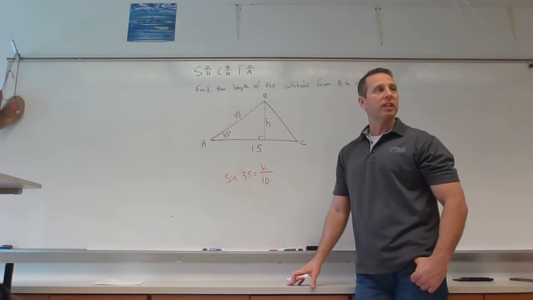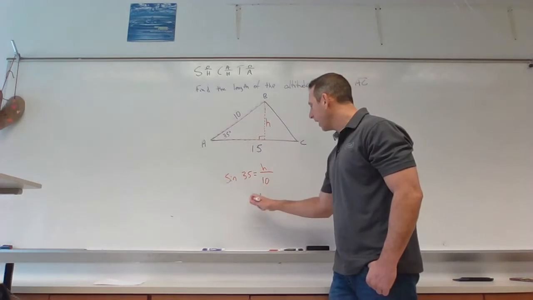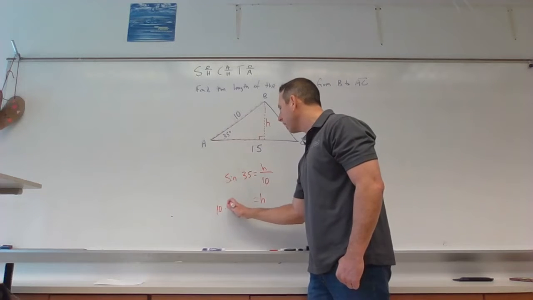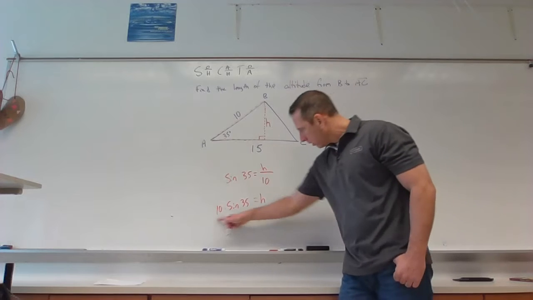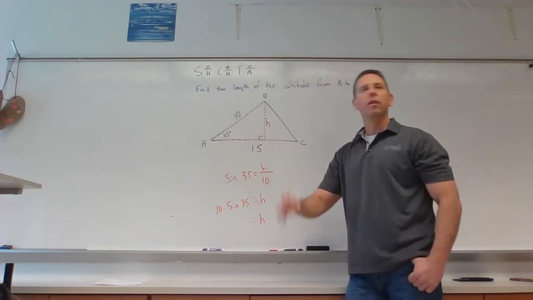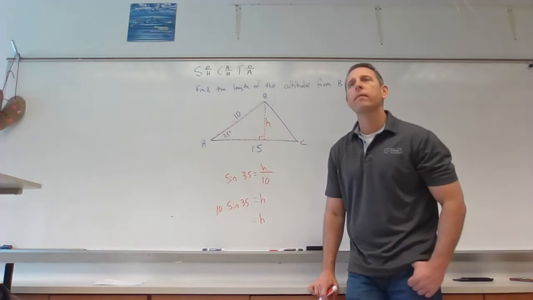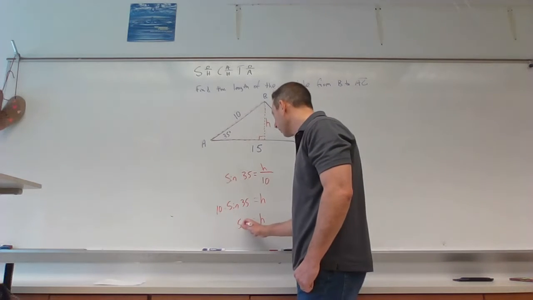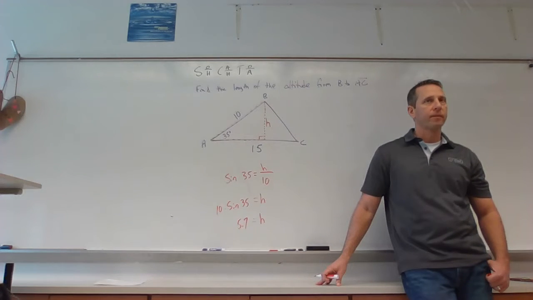If you want to get H by itself, what do you do? Multiply both sides by 10. So we get H equals 10 times sine 35. Punch that in your calculator. What's your approximate height? 5.73. So the approximate height of this is 5.7.